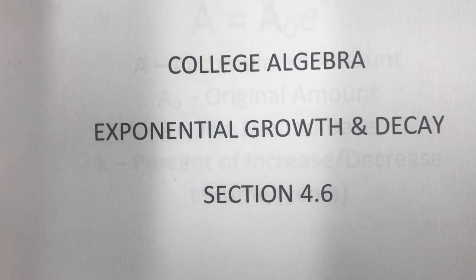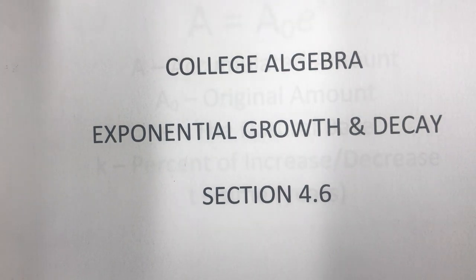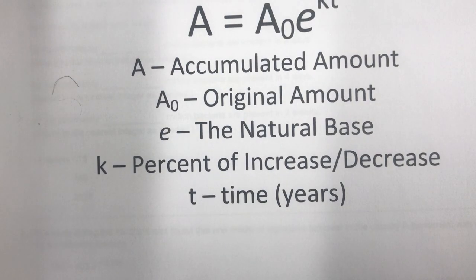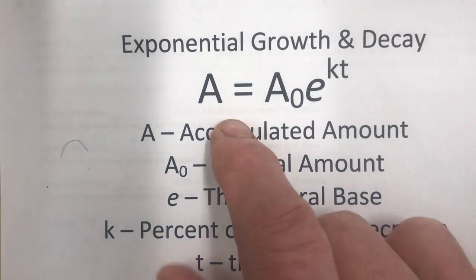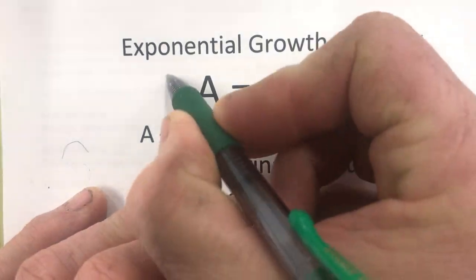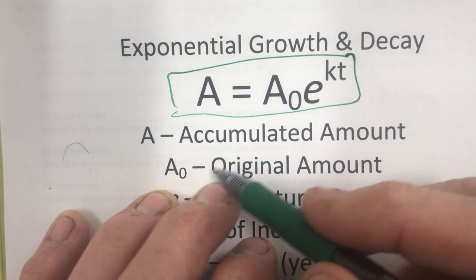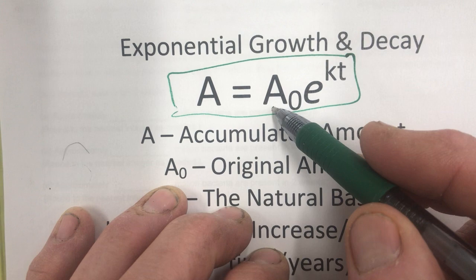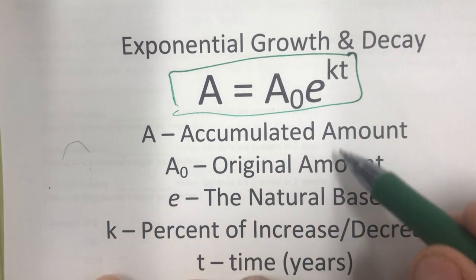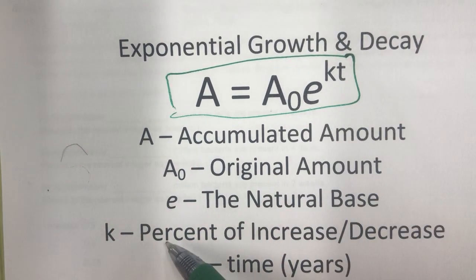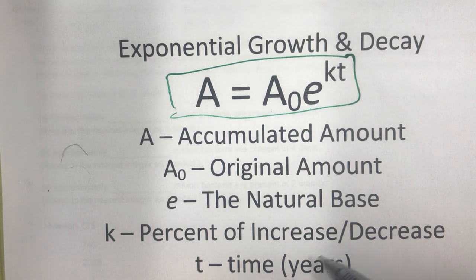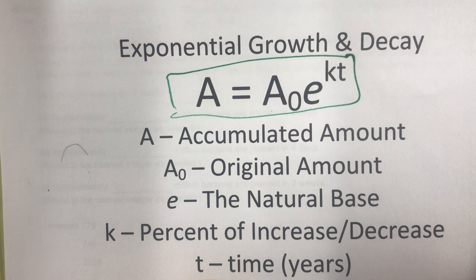Right, in college algebra today, we're looking at exponential growth and decay from section 4.6. This is the exponential growth and decay formula right here. This is the equation we use, where A is the accumulated amount, A sub 0 is the original amount. Then we have the natural base e, then we have our k and our t, where k is a percent of increase or decrease, and t is the time in years, or could be days or hours or whatever, but most times it's years.